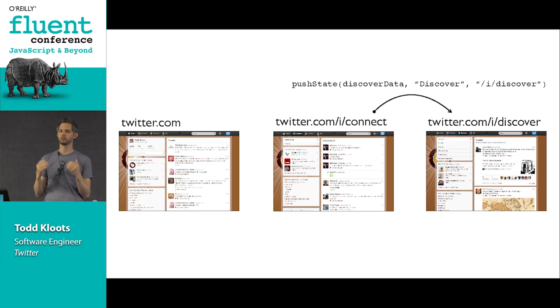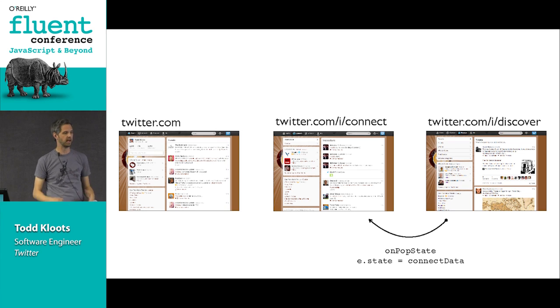And now the user wants to go back in time. So they're going to hit the back button. And what's going to happen there is the browser is going to fire a popState event. And the event object is going to have a state property on it. And that state property is going to map directly to the object that you pushed onto the history when you called pushState, and the user navigated to that URL in the first place.